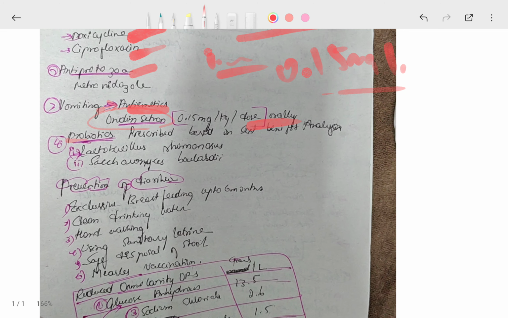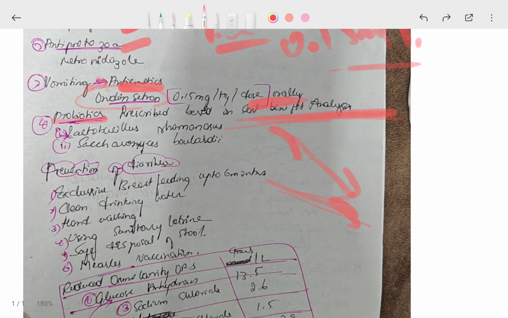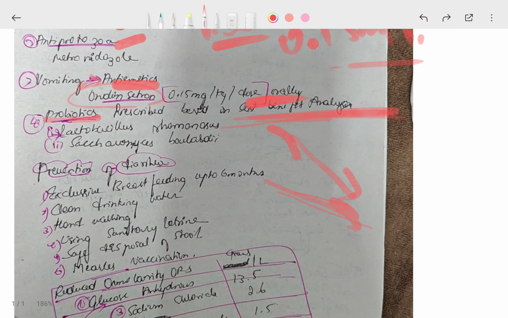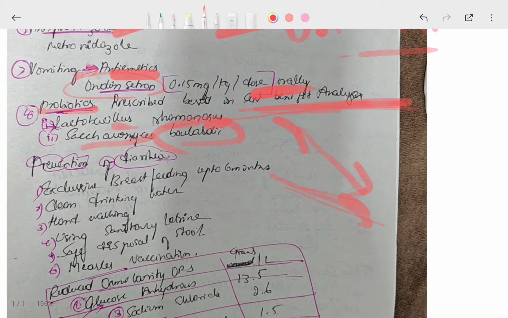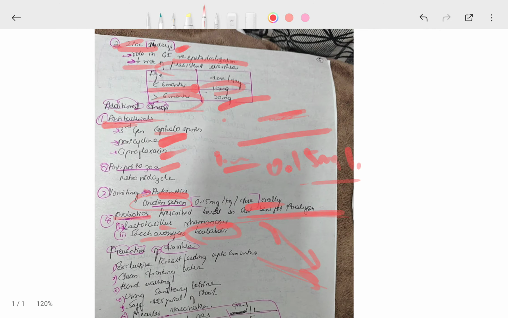Antiemetic is ondansetron, 0.15 mg per kg per dose, orally. You will also give probiotics, which help the movement downwards so that it won't reflux back. You will prescribe probiotics according to cost benefit analysis, whichever is best for that cost. Examples are Lactobacillus rhamnosus and Saccharomyces boulardii. These are the two probiotics you will prescribe. So the additional drugs to be prescribed are antibacterials, antiprotozoals, for vomiting antiemetics, and probiotics. And zinc dosage and the role of zinc in dehydration you have studied.